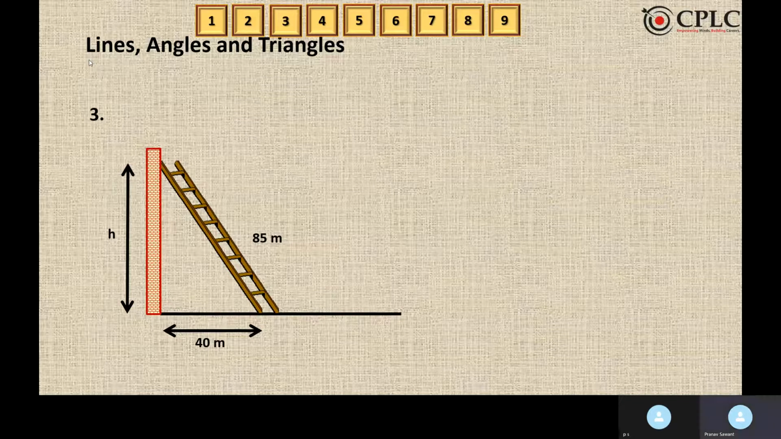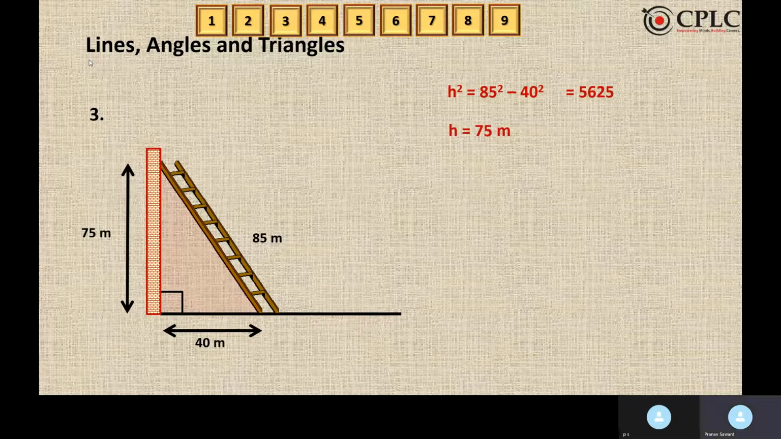By using Pythagoras triplets or Pythagoras formula, we can easily find the value of h. So h square is equal to 85 square minus 40 square, that is 5625. Square root of 5625 is 75, hence the height of the wall is 75.